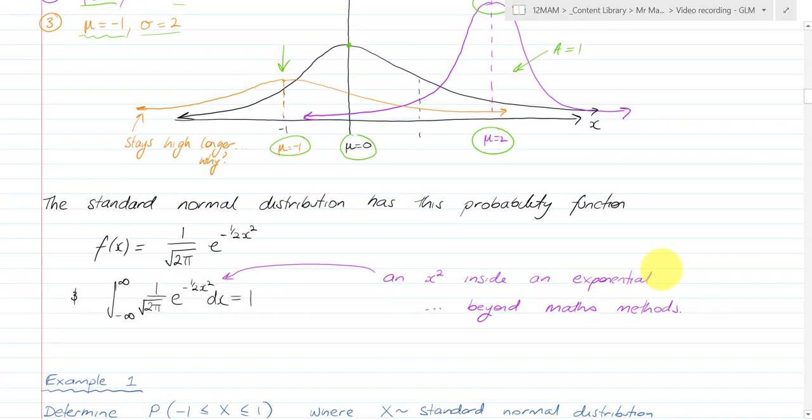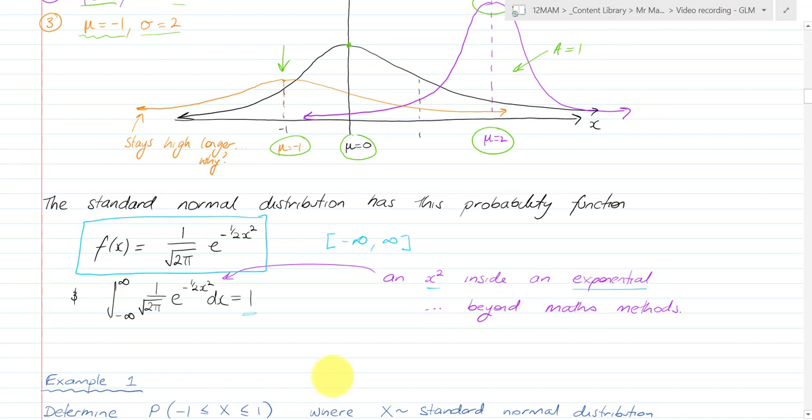This is the probability function. Now, unfortunately, it's a bit complex, but you don't need to know too much about it. It may come up. So the distribution function is, and we don't have a second one, there's no 0 otherwise, this is from -infinity to infinity, inclusive. So f of x is 1 over the square root of 2 pi, e to the -½ x squared. And so the integral between -infinity and infinity is equal to 1 because probability density functions have an area below of 1. But there's an x squared inside an exponential. This is beyond the integration needs of math methods.